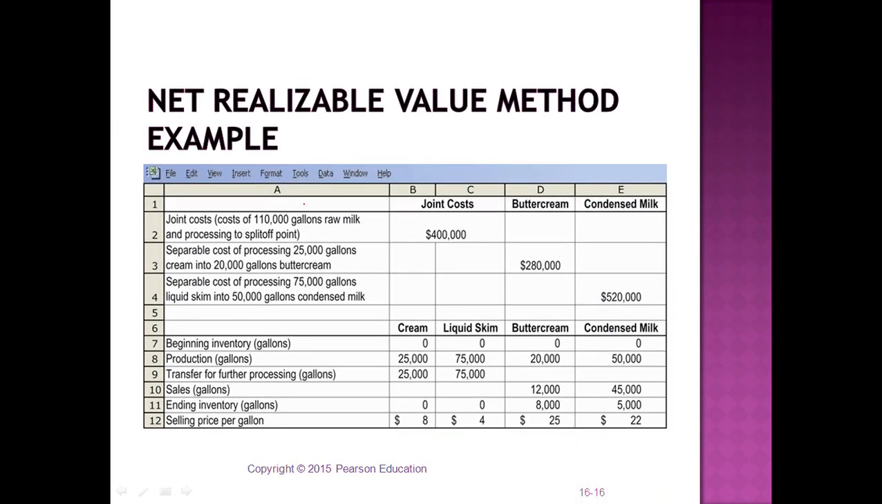So how would you solve if that information was given? Let's put the information in a table. So what we have now is $400,000 is the joint cost for the two products, that is cream and liquid skim. That was the joint product. However, our final output is not cream and liquid skim. Our final output is buttercream and condensed milk. So now we are more interested to know what will be the allocation of this joint cost towards buttercream, and what will be the allocation towards condensed milk, by taking both the joint cost as well as the separable cost that we saw from the previous diagram.